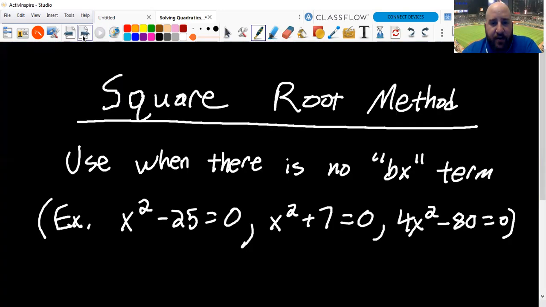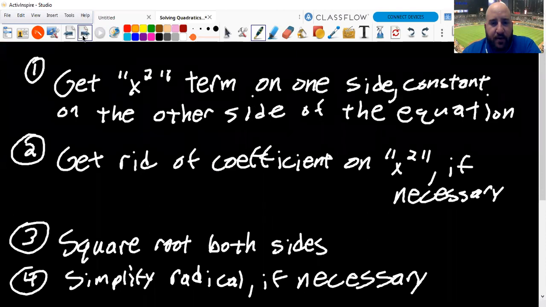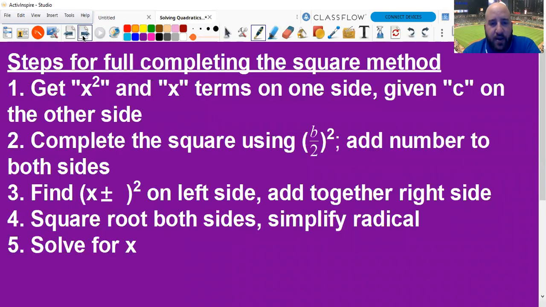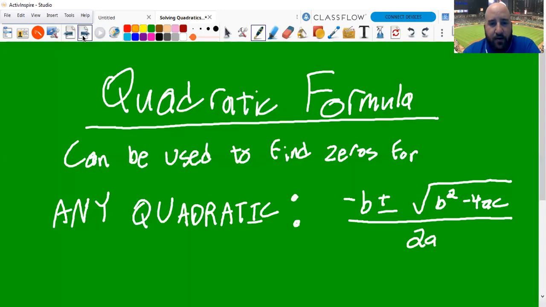All right, so we did factoring in video 1, square root method in video 2, completing the square in video 3. So now we're on the quadratic formula. It can be used to find the zeros for any quadratic. Zeros is the key. My quadratic has to be set equal to 0. If it's not set equal to 0, I need to see if I can move everything to one side.